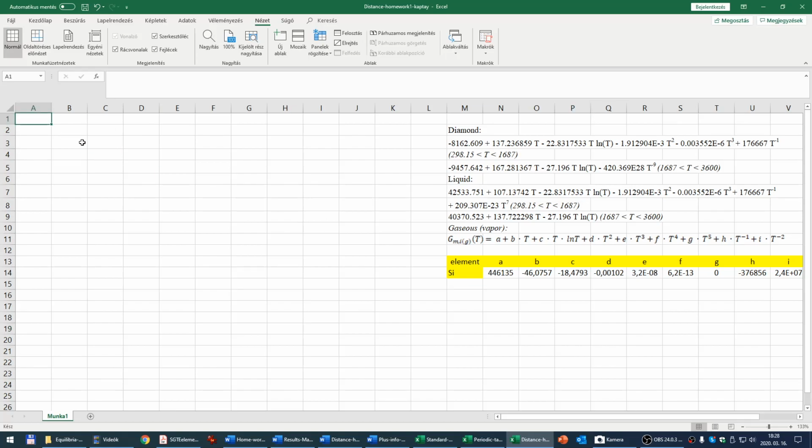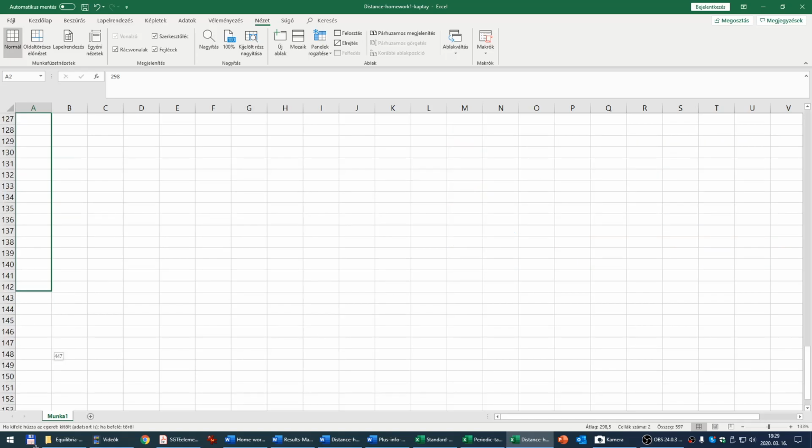So in column A, I put temperature measured in K. Let's look here. From these temperature intervals, one can see that we actually know these functions only between 298 Kelvin and at the highest of 3600 Kelvin. And that is why I start my table from 298. Let us go one by one, so step of 1 Kelvin, and roll it down till 3600.